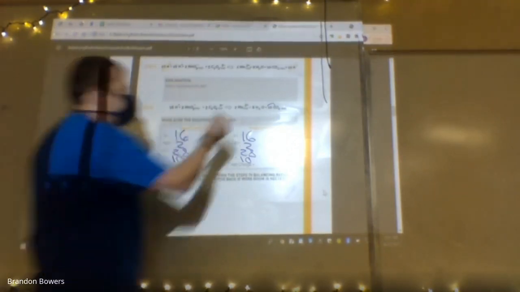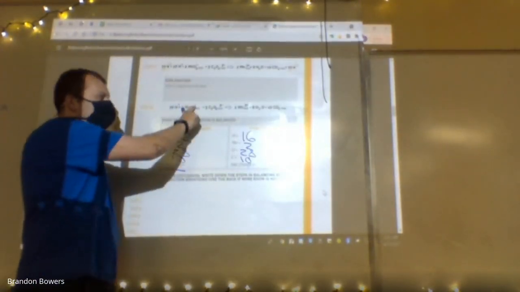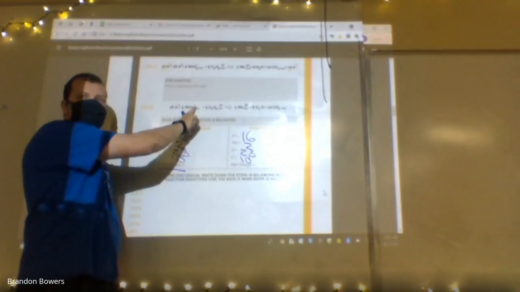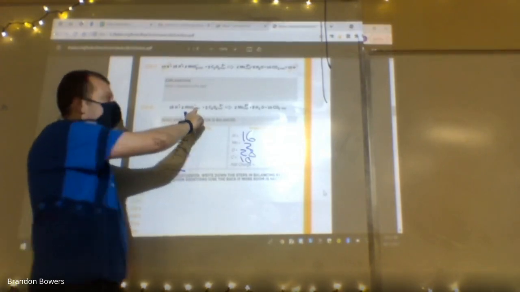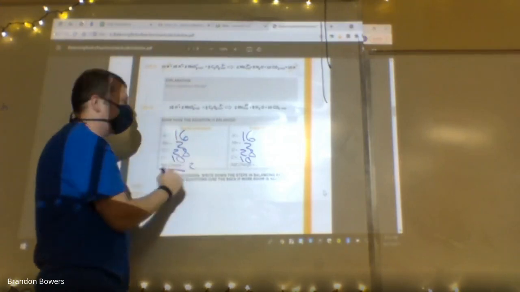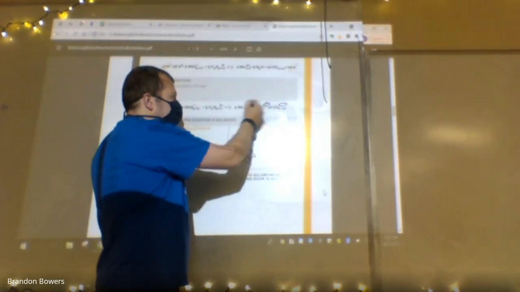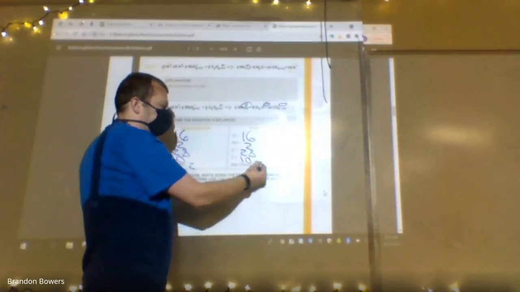Oh, and the net charge. Let's do the net charge. I skipped that one. What is 1 minus 1? 0. What's 0 plus 2? Okay, so the net charge on the left side is 2. Well, there's no charge there. There's no charge there. What's that number right there?